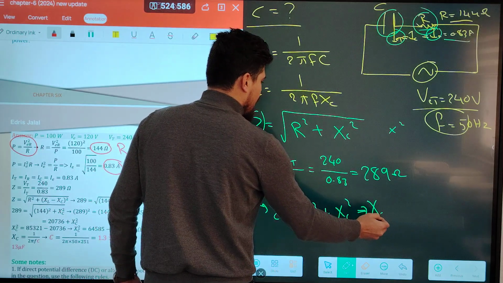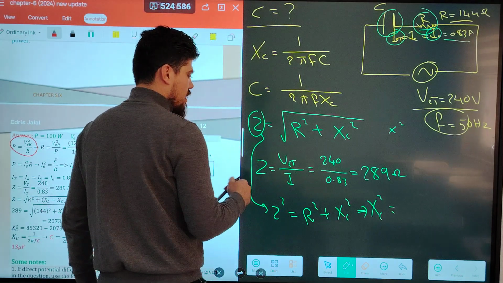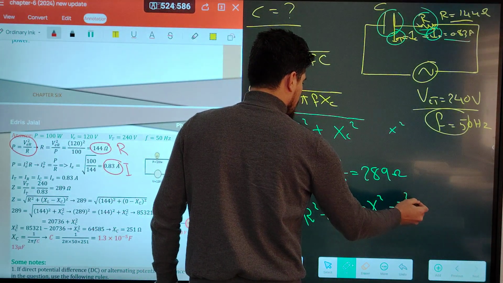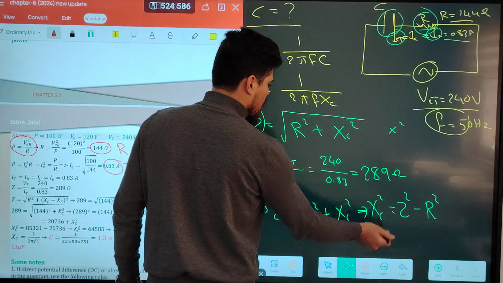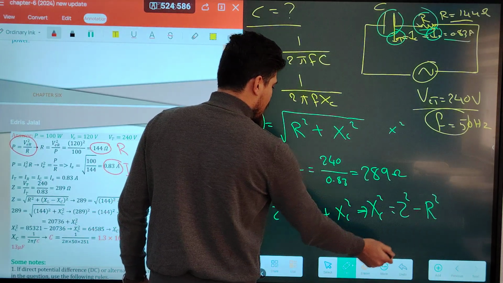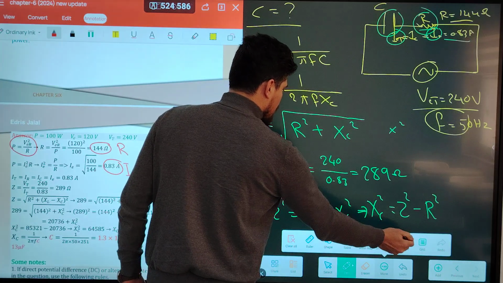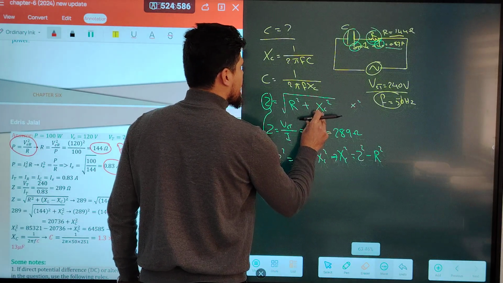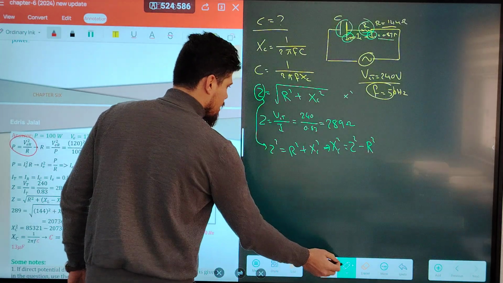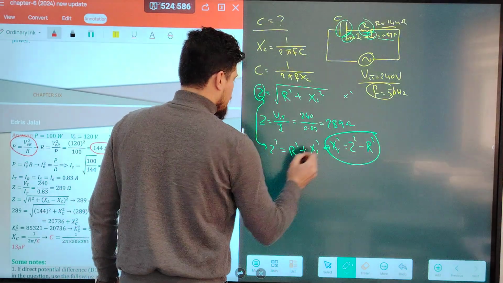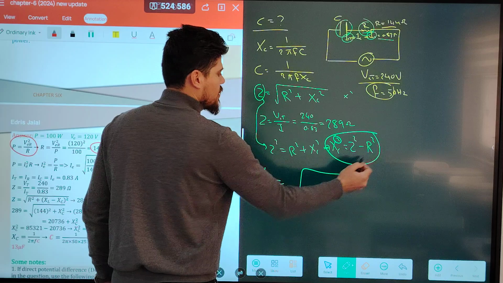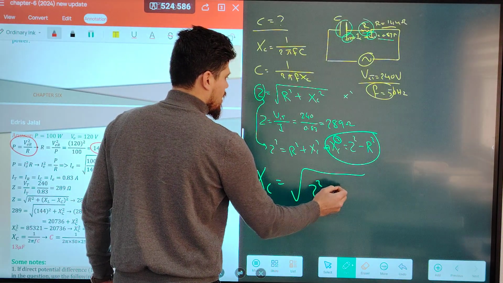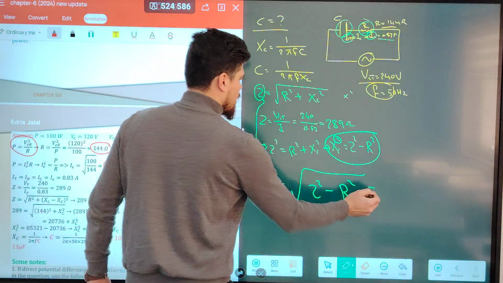Rearrange. To find XC squared, take R to the other side. It becomes negative. Now XC squared is equal to Z squared minus R squared. We just rearranged it. Now we have to replace the numbers. Remove this square by taking the square root of the other side: XC is equal to the square root of Z squared minus R squared.